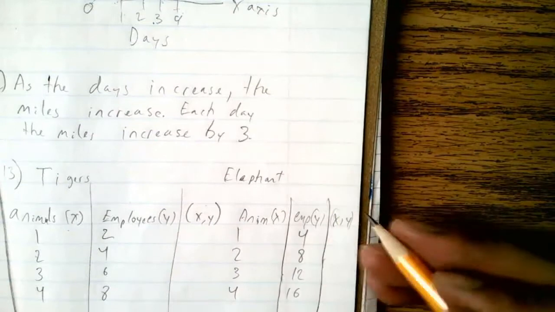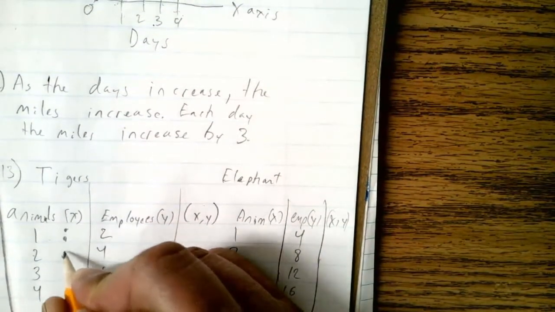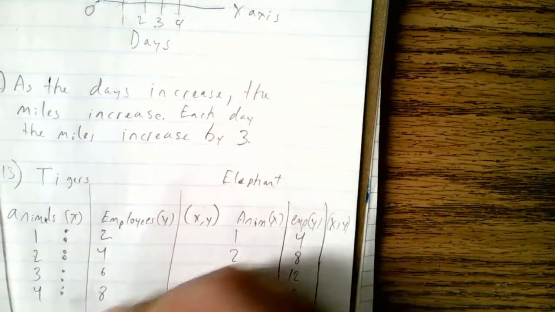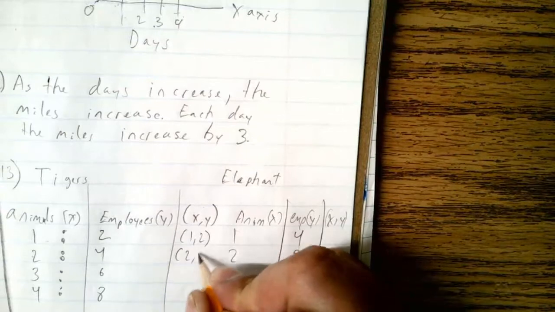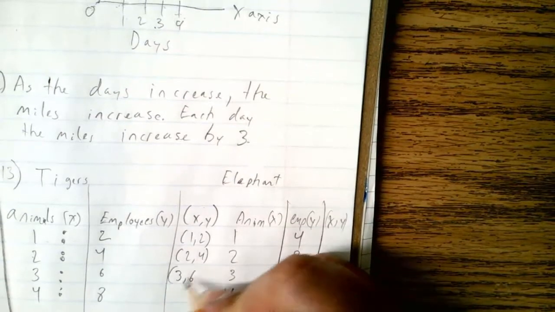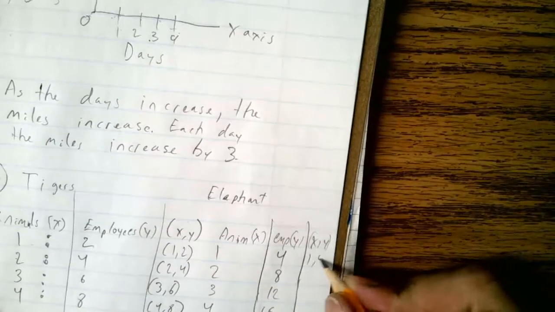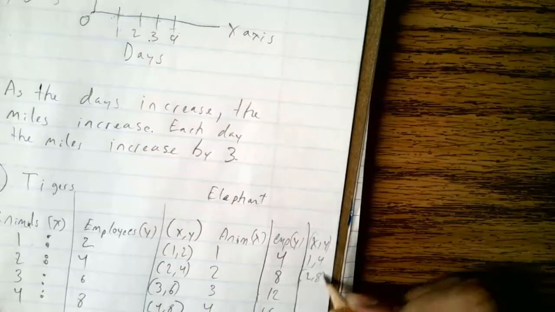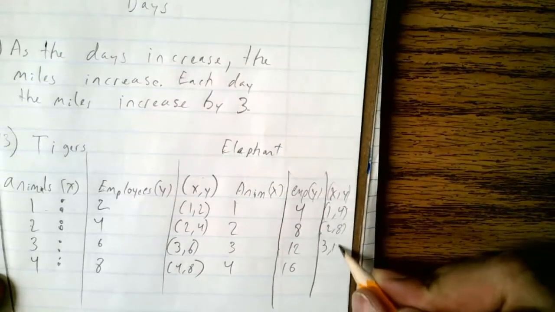And here's the deal. All you're doing now is writing this together. This is a ratio. 1 to 2, 2 to 4, 3 to 6, 4 to 8. But they're asking you to write it like this, in ordered pair format. Same thing here, 1 to 4, 2 to 8. I apologize for the sloppiness. I think you could still see it.